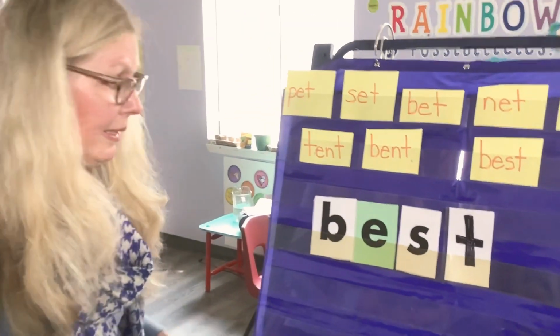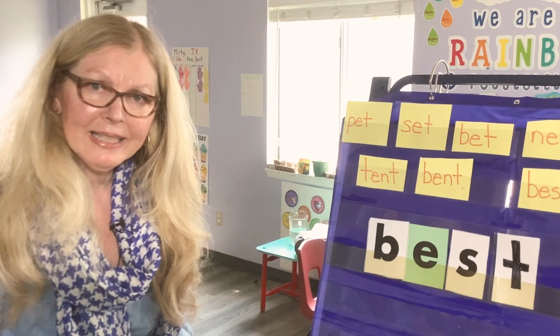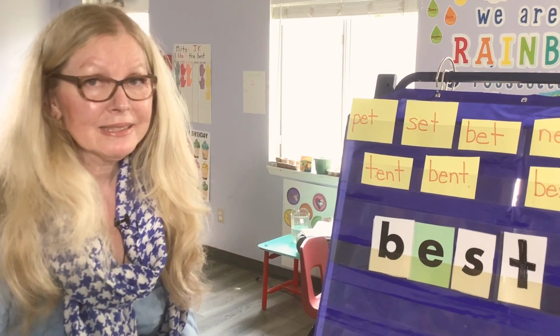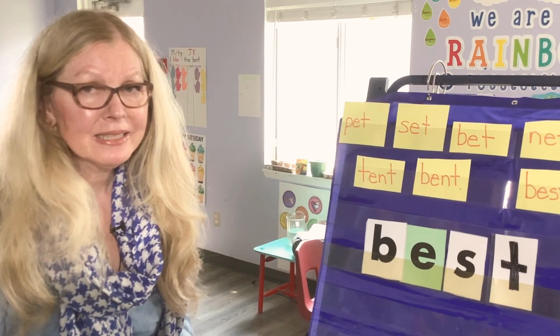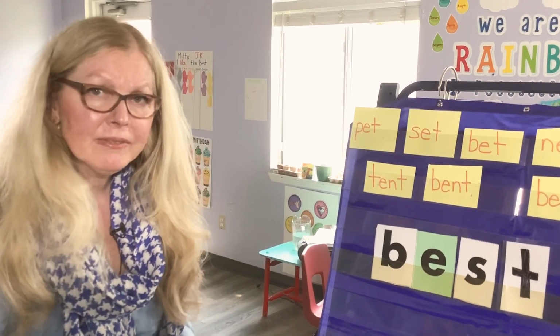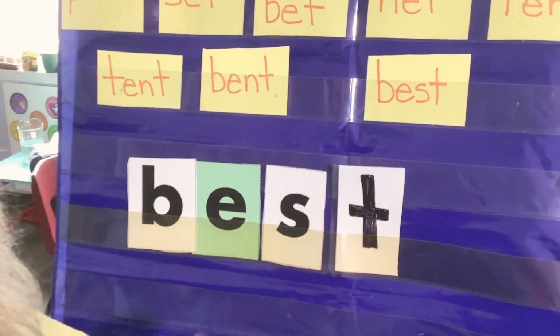Next word. Nest. Do we live in a nest? Robin lives in a nest. Robin, blue jays, all the birds live in a nest. Oh, that should be easy. That was the beginning sound, wasn't it? Nest.